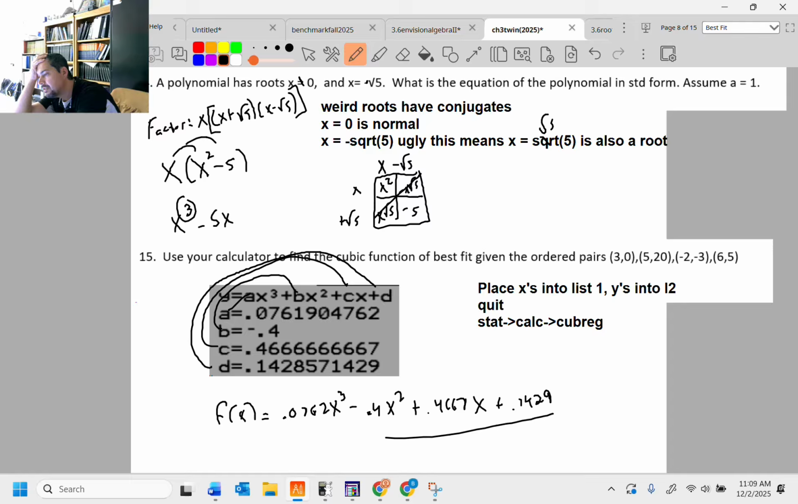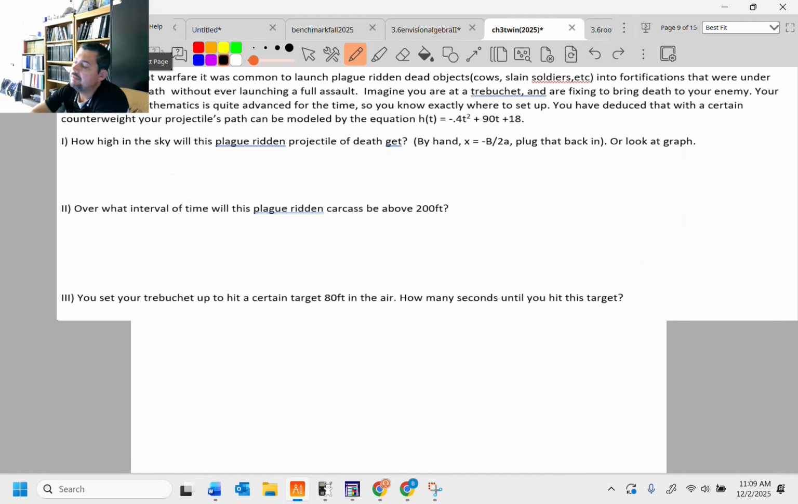Easy peasy. Lots of kids will miss it. All right. So, not Johnny, something else. During ancient warfare, it was common to launch plague-ridden dead objects, cows, slain soldiers, etc., into fortifications that were under siege to cause death and fear without ever launching assault, because very rarely did they actually attack castles. They waited them out.